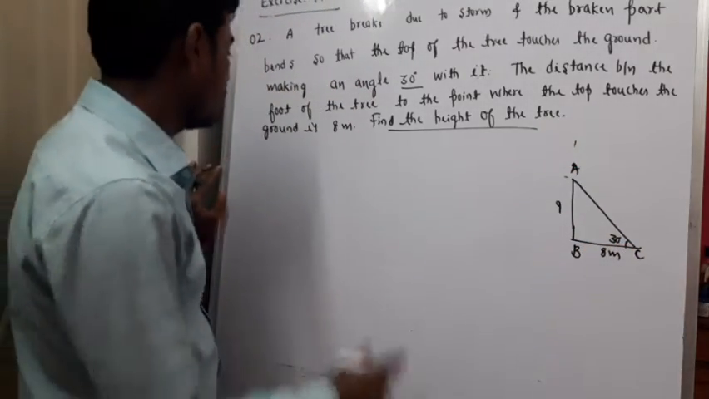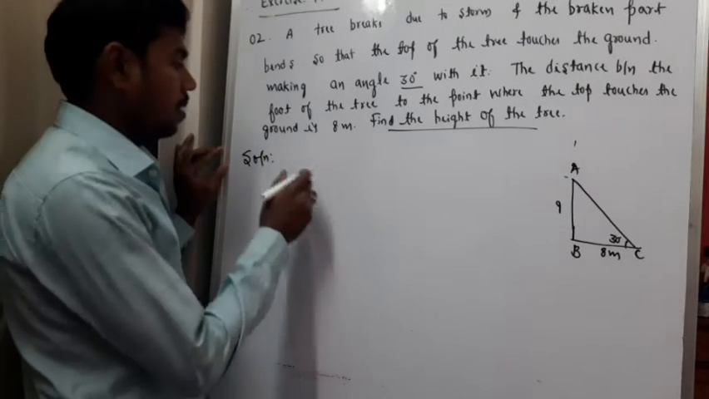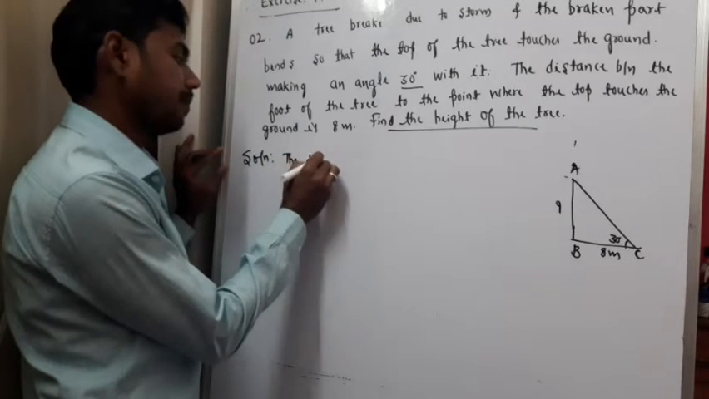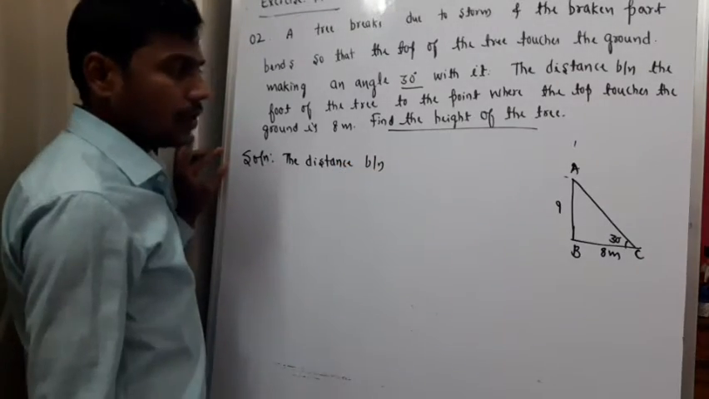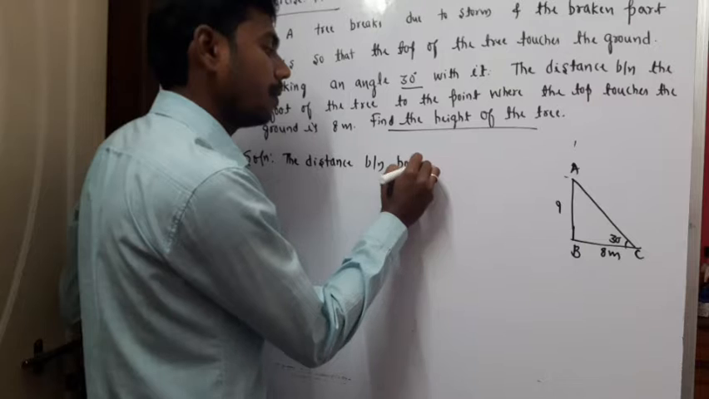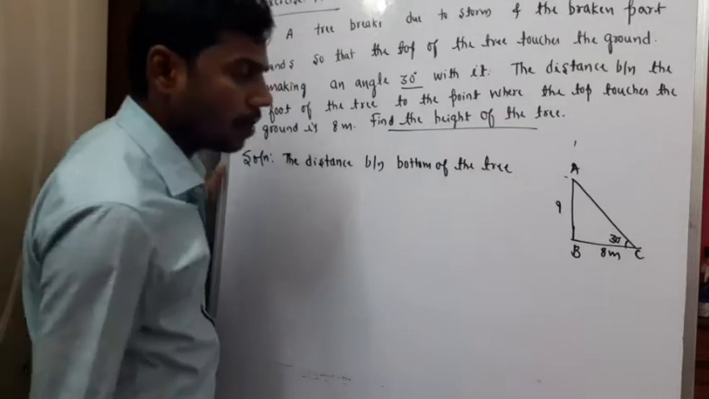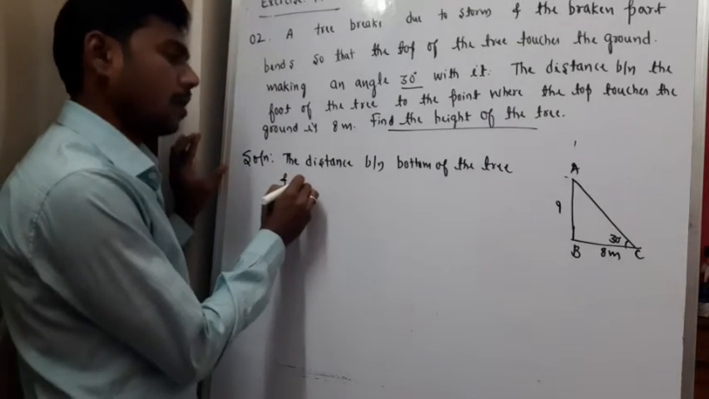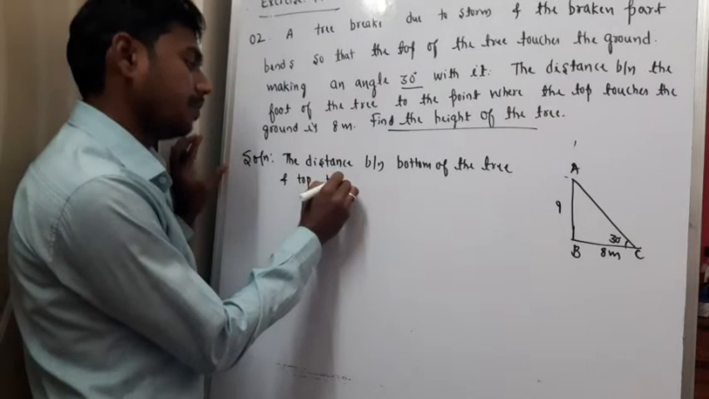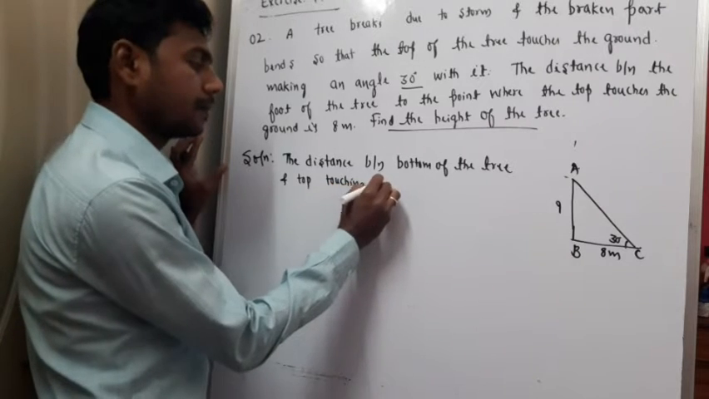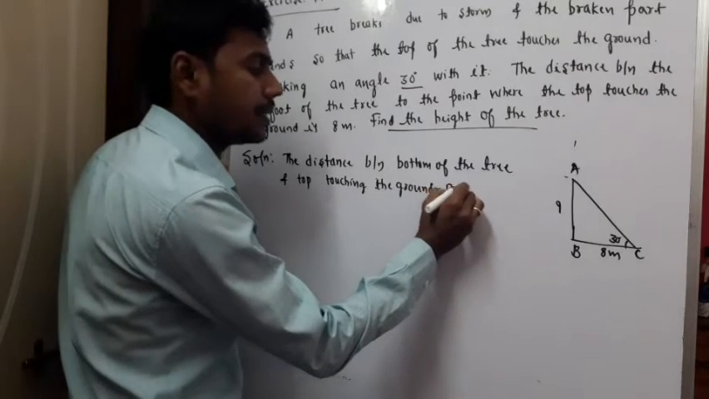For that, we'll write down what is given. The distance between the bottom of the tree and the top touching the ground is equal to BC, which is equal to 8 meter.